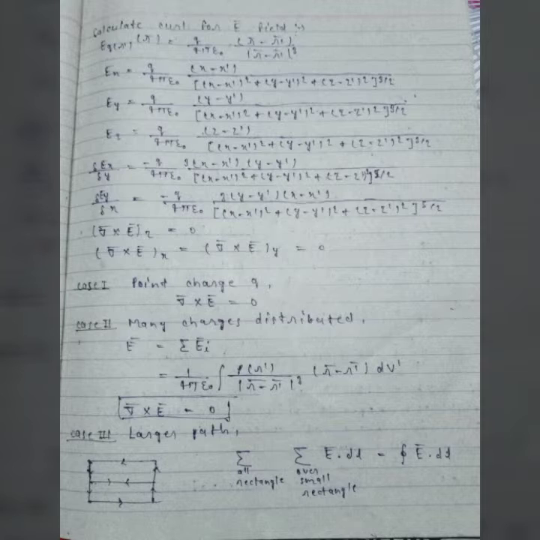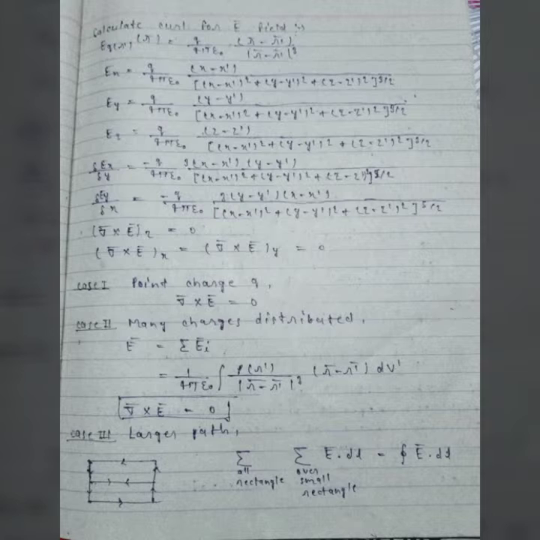Ey is q over 4 pi epsilon 0 times (y minus y prime) over [(x minus x prime) squared plus (y minus y prime) squared plus (z minus z prime) squared] raised to 3 by 2. Let us calculate their derivatives.